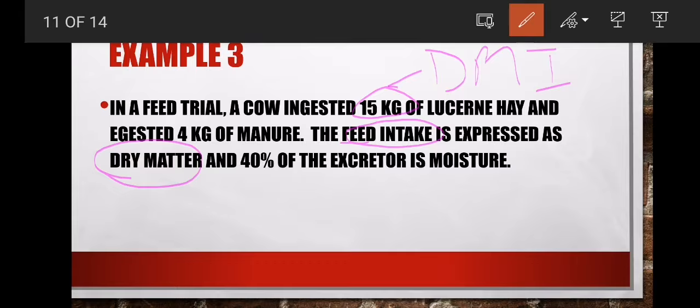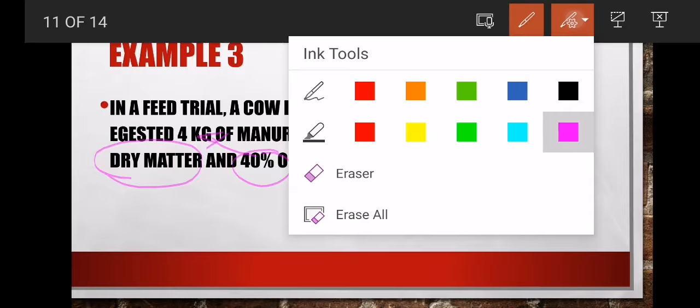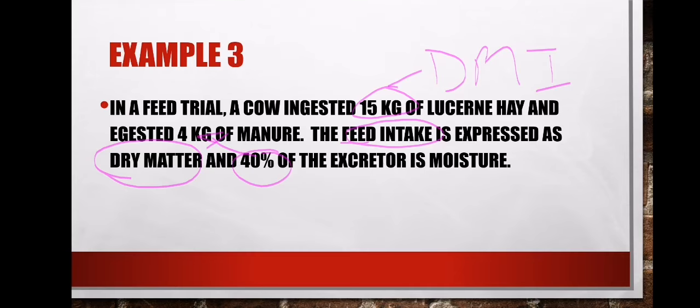So in your formula we say dry matter intake minus dry mass manure. So here the 15 kg is a dry matter. What do they say else? They say, and 40% of the excreta is moisture. So it means lo 40% lo ula kulo 4 kg uyini yena uyi-moisture. So what does this tell us, my people? It simply means that we must find out the dry matter outtake or dry mass manure. Let us check ukuthi sikuthola kanjani lokho.